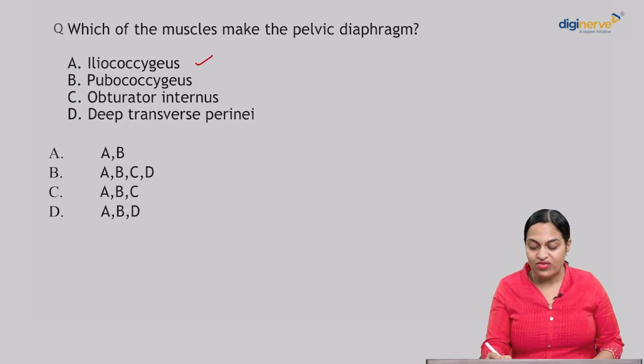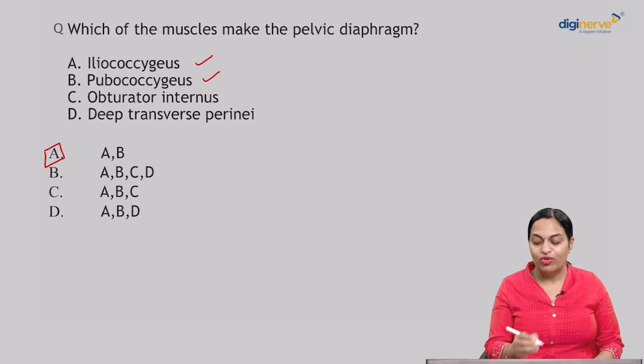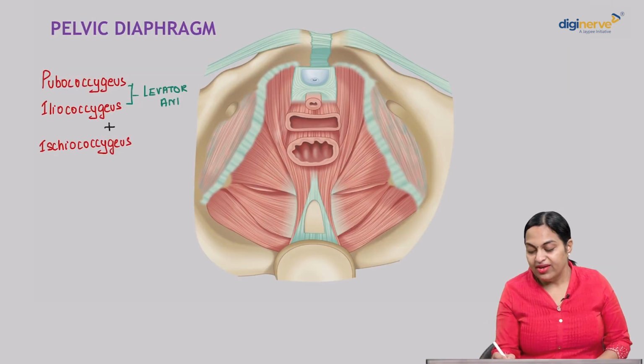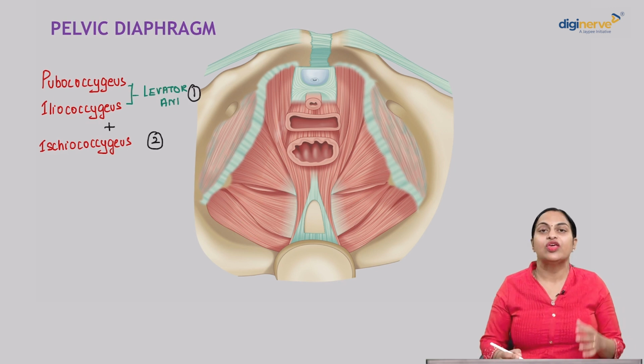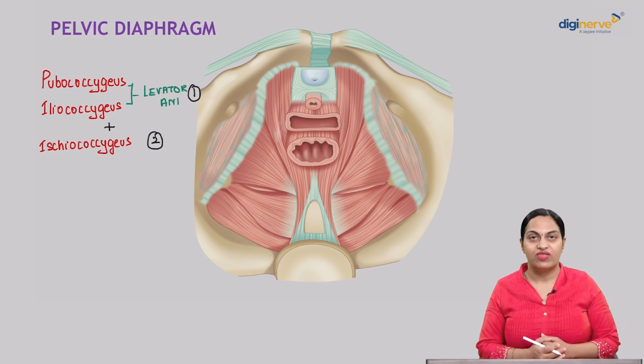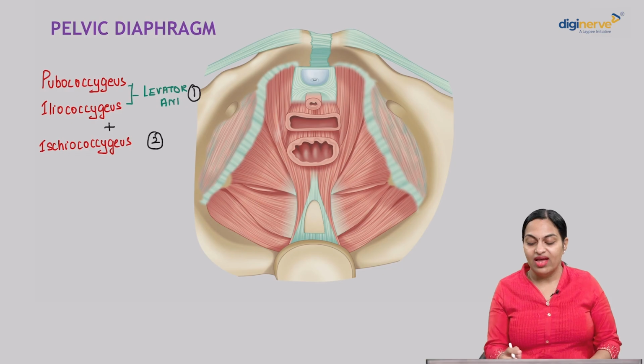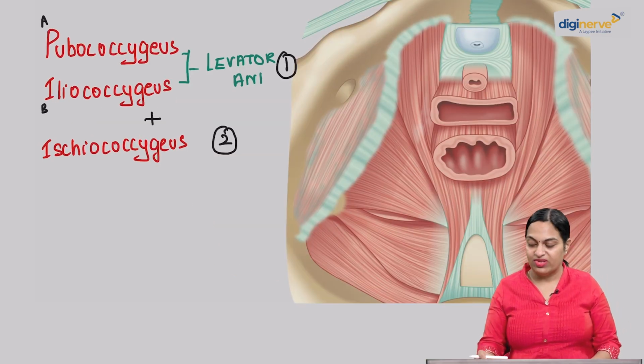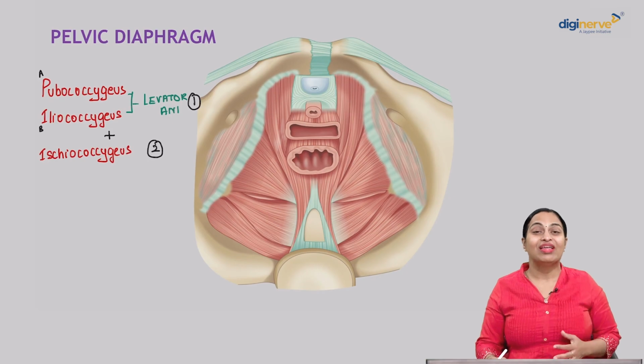So the iliococcygeus and the pubococcygeus contribute to the pelvic diaphragm. The pelvic diaphragm is made up of levator ani and ischio-coccygeus, also called the coccygeus. This levator ani has two components, pubococcygeus and iliococcygeus, right? Remember, the hip bone has three parts: the ilium, the ischium, and the pubis, right?